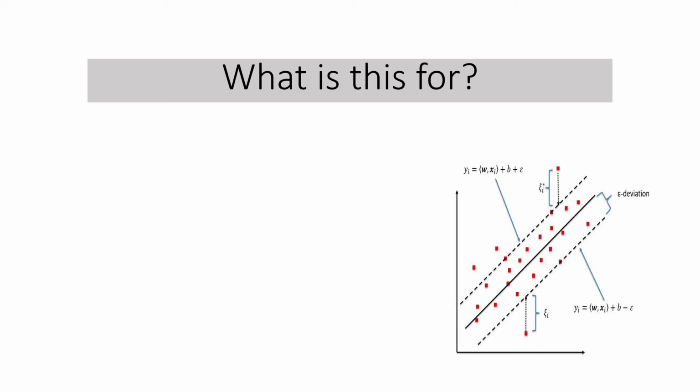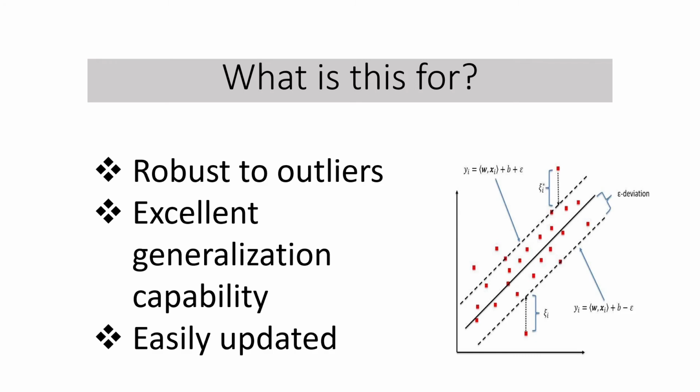What is this for? Why do we have to study this? This concept of E-insensitive region makes support vector regression robust to outliers. It has a very good generalization capability, and with that its prediction accuracy is high. One more thing about it is that it can be easily updated.